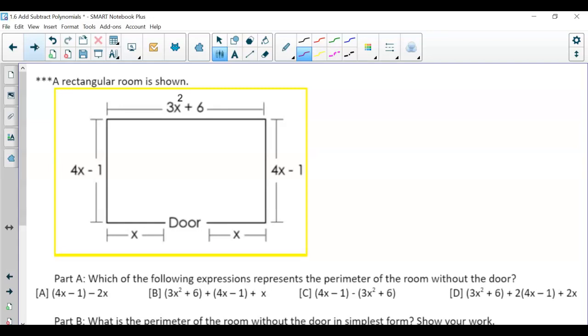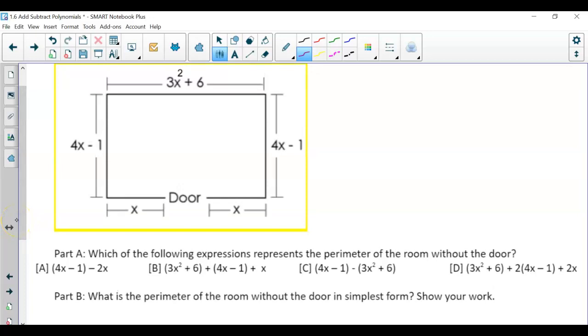So now you were given this rectangular room here, and part A was which expression represents the perimeter. Well, here, 3x squared plus 6, there's nothing else like with it. However, notice how the 4x minus 1 is doubled because this is a rectangular room. So these two values are being doubled. So we are doubling 4x minus 1. We're leaving out the door, but notice how we have not one, but two x terms here. So you are also doubling the two x's. That is why you should have gotten D.